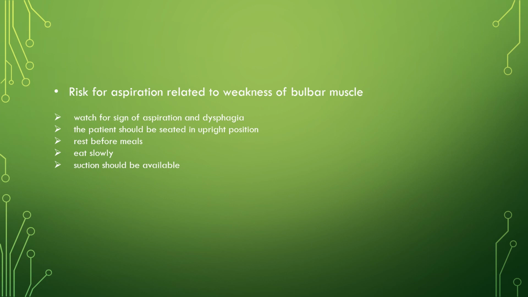Our second diagnosis is risk for aspiration related to weakness of bulbar muscles. We have to watch for signs of aspiration and dysphagia. The patient should be seated in an upright position to facilitate swallowing. You encourage patients to rest before meals to reduce muscle fatigue. Soft food is recommended. More frequent, smaller meals may be easier to handle. And tell the client to eat slowly, using small bites of food, and to rest between meals. Also, suction should be available at home if there is a risk of aspiration.